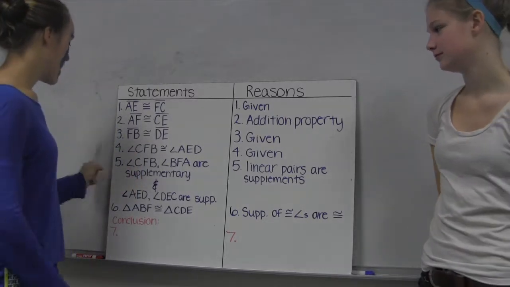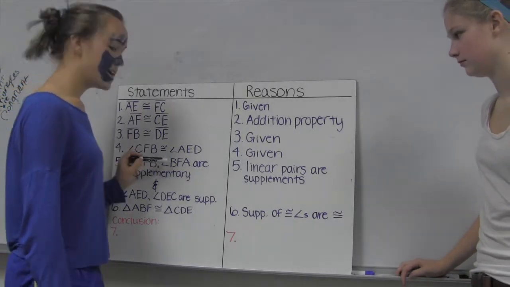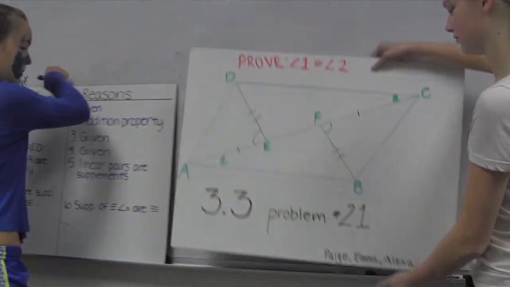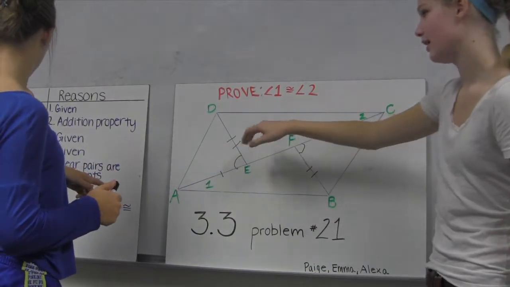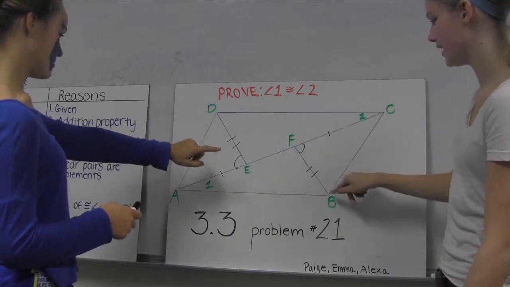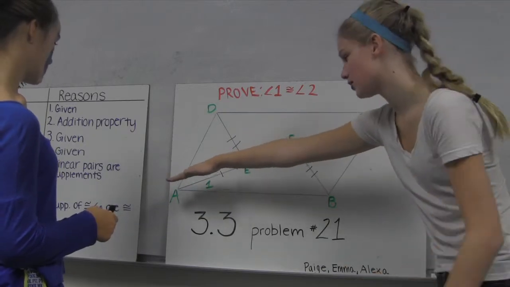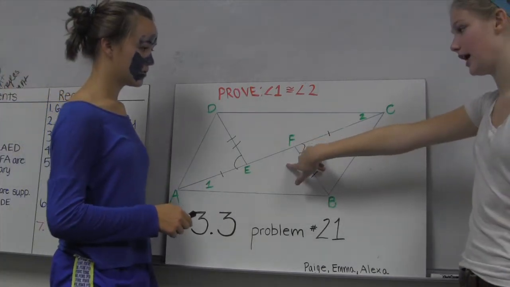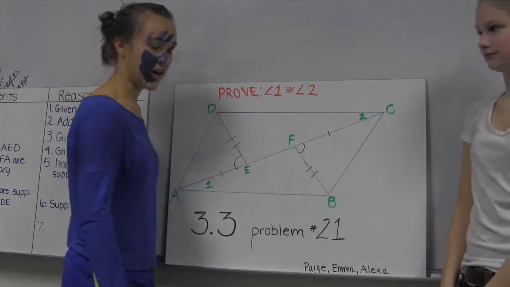So the next step is that we have that angle CFB and angle BFA are supplementary, and this is because linear pairs are supplements. So, angle CFB and angle BFA are supplementary because they are on a straight line. And two angles that are on a straight line are supplementary because they add up to 180, which is a straight angle.